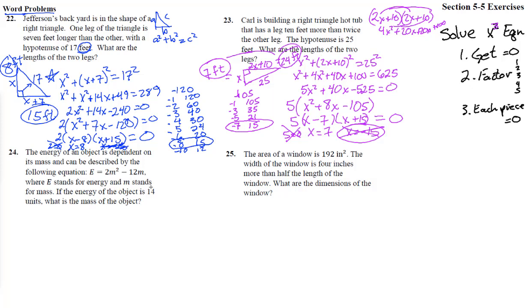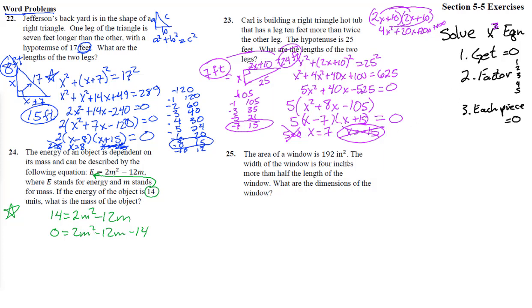So energy is 14. That means 14 is going right here, and it's asking what is M. When I make that substitution, notice what we have. It gave us the equation 2m squared minus 12m. We have an equation. Ta-da! We're in happy math land where we feel comfortable. Step number 1, get it equal to 0. 0 equals 2m squared minus 12m minus 14. We subtracted the 14 from both sides.